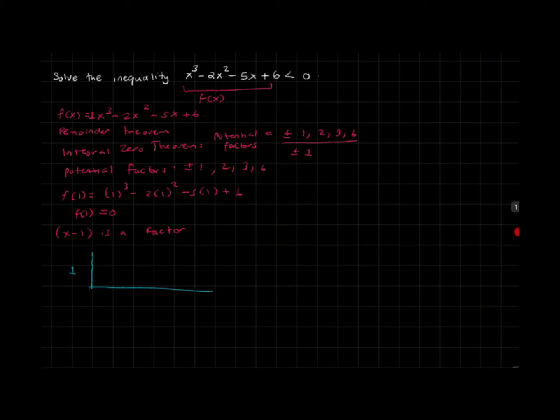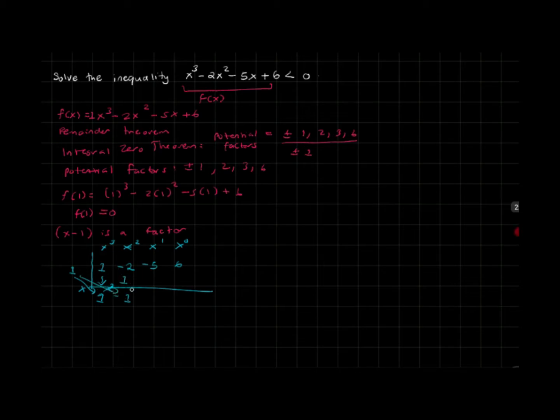So there's the 1 here, and then we do x cubed, x squared, x to the power 1, x to the power 0, right? And you write down your coefficients. So this is a 1, this is a negative 2, this is a negative 5, and this is a 6. Bring down the 1 here, and you get a 1, and then you multiply this out. So just memorize the procedure for this. You have negative 2 plus 1, which is negative 1.